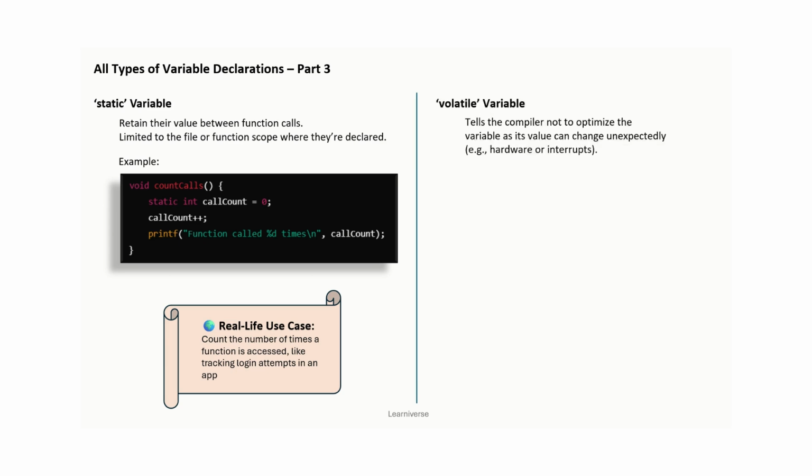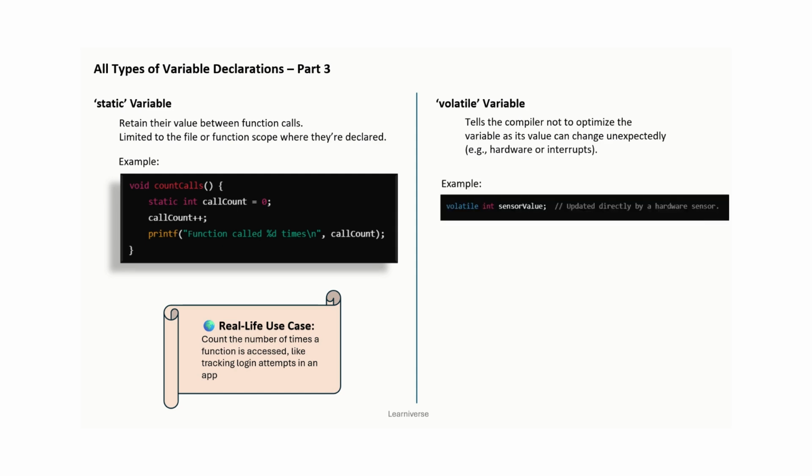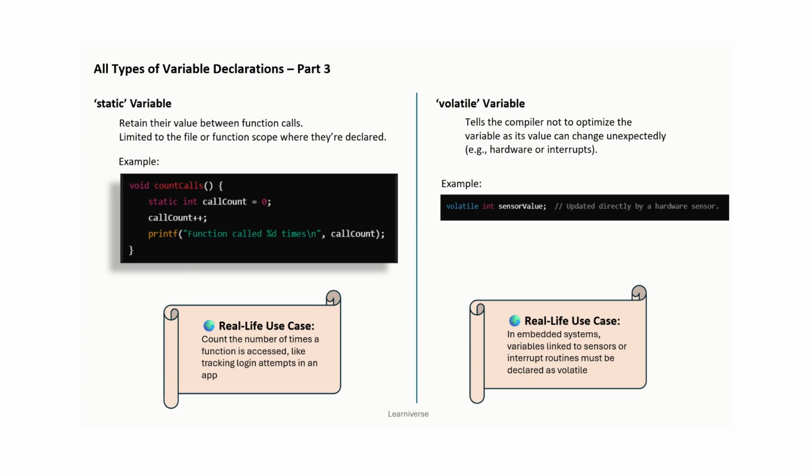Next one is volatile variable. It tells the compiler not to optimize them because their value can change unexpectedly, such as through hardware interactions. So here is just one example of how we declare a volatile variable. And coming to the real world use case, in embedded systems, variables linked to sensors or interrupt routines must be declared as volatile.